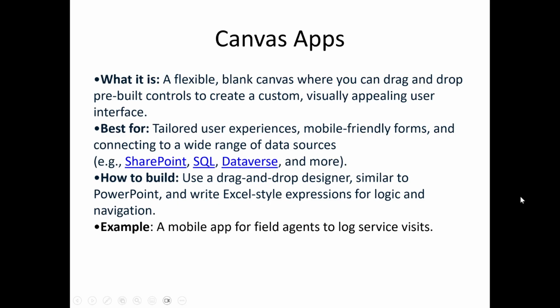To build this app, a designer simply drags and drops pre-built controls, similar to PowerPoint where we add controls and create our PPT. And the way we write formulas in Excel, in a similar way we can write our expressions for our logic in Canvas app. The best example will be a mobile app for a field agent to log their service visit.